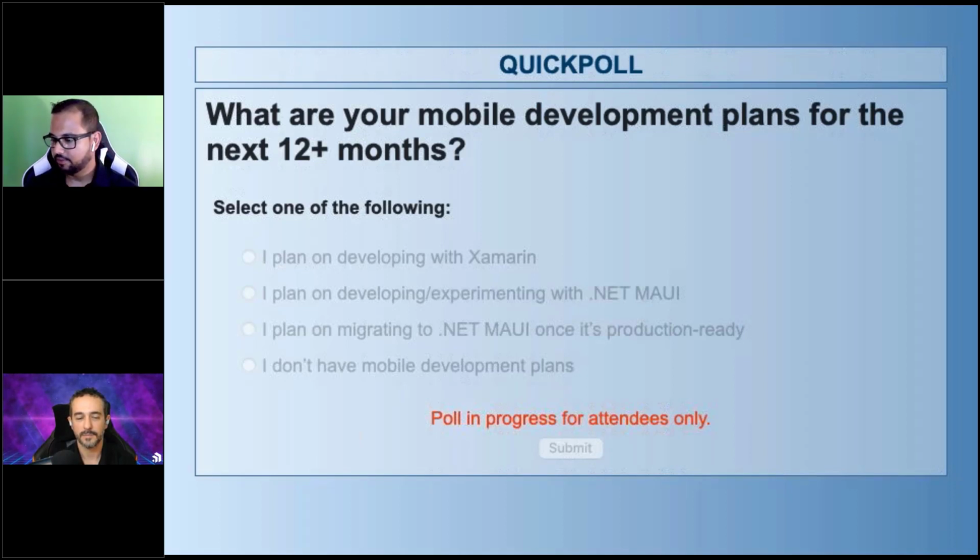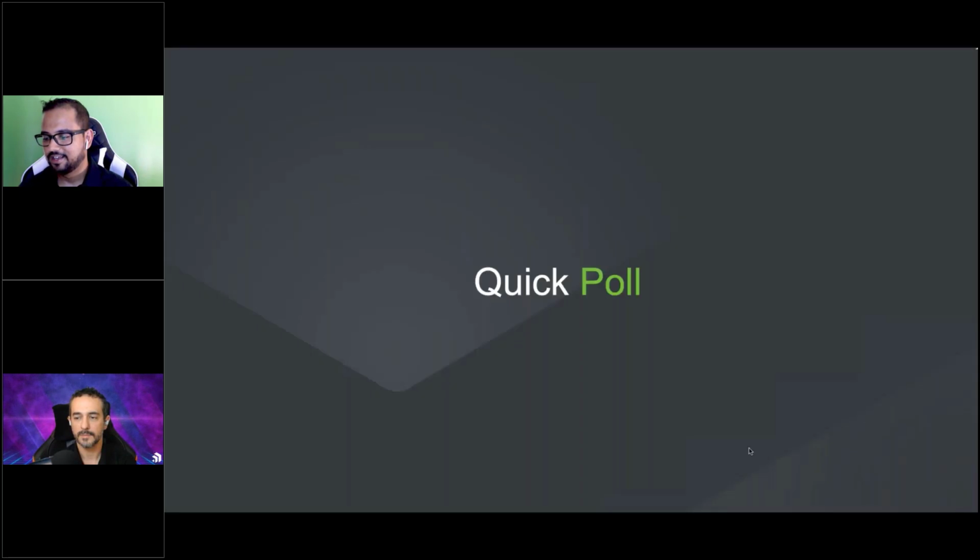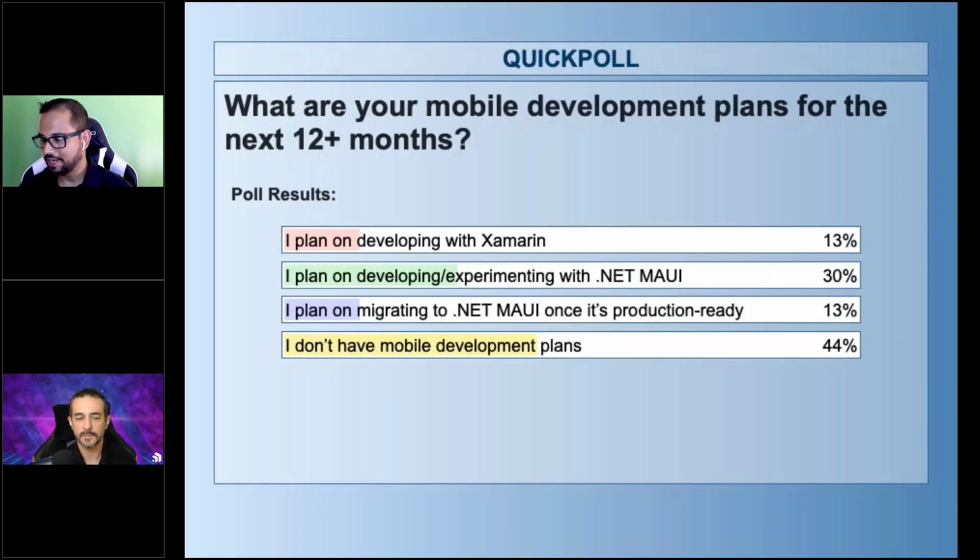So yeah, I think we are done with the poll here, folks. Let's see your responses first. Going once, going twice. All right, and we're back in camera. Okay, so many of you don't have mobile plans, but again, if your customers are asking, maybe you want to come up with a mobile strategy. But again, a lot of you are planning on experimenting with .NET MAUI.